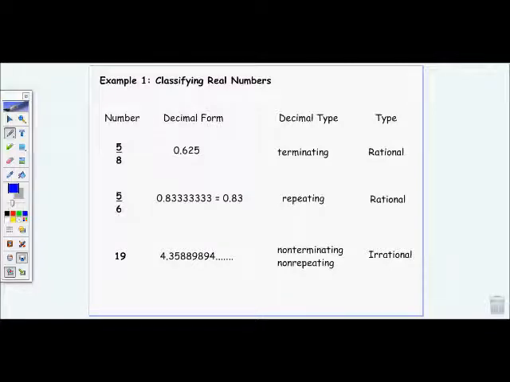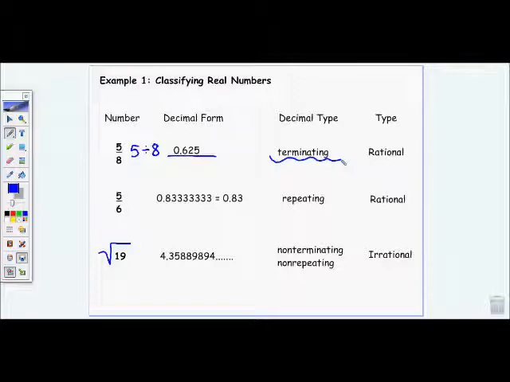So we're talking about some numbers here. For our example, we have two fractions, and then we also have what we've been working on this chapter, a square root. So 5/8, the fraction 5/8, is a division, and we can also write that as 5 divided by 8, and we can put that into our calculator. When we do that, we come up with the decimal form 0.625. That's what shows up on our calculator, and it stops after the 5, so that is called a terminating decimal. Therefore, it would land in the rational numbers.